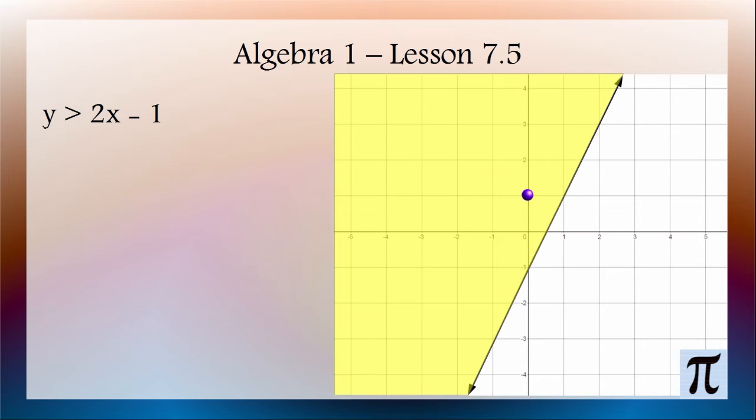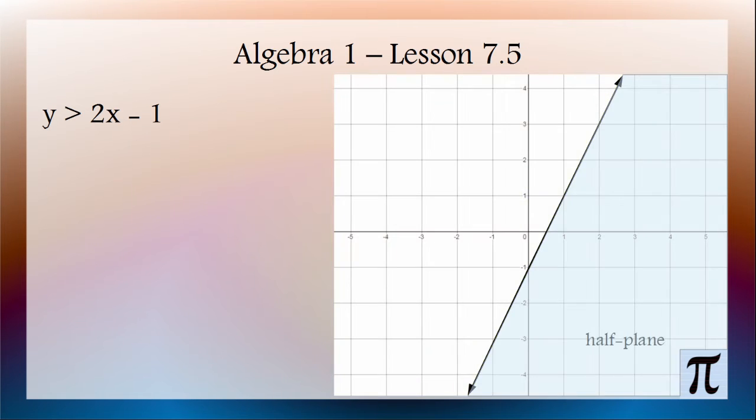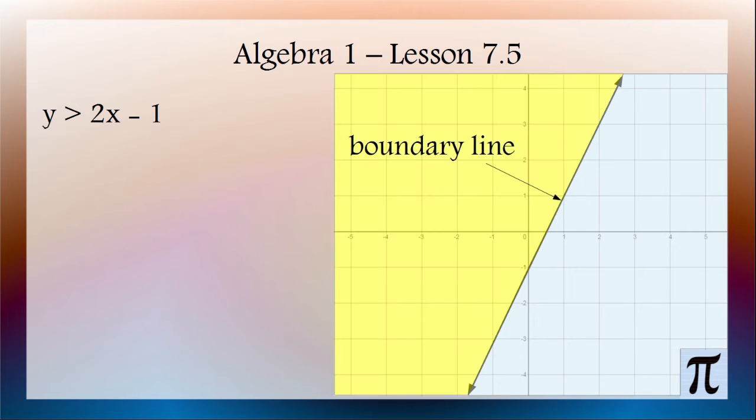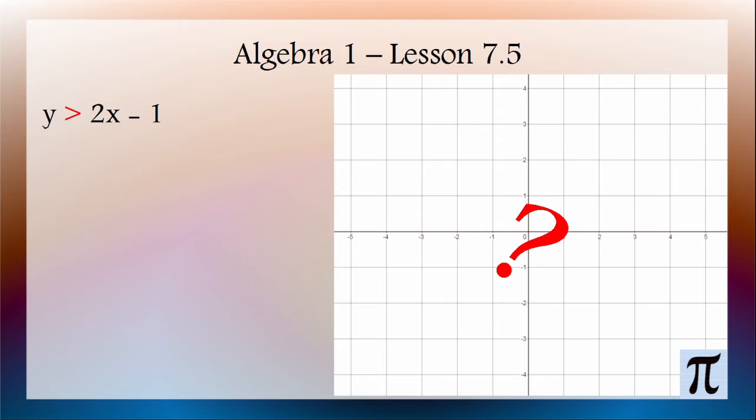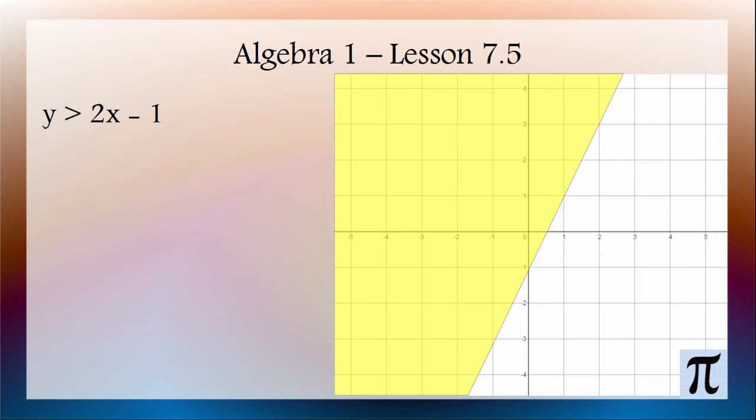This point lies in this zone here. We call this a half plane. This other side is also called a half plane. The line in between the two is called the boundary line. So that goes back to our original question. How do we graph an inequality? All of the points that would make this inequality true are in this half plane that we've highlighted in yellow.